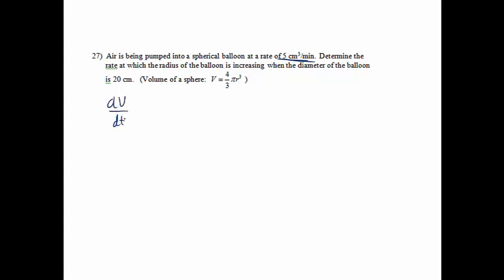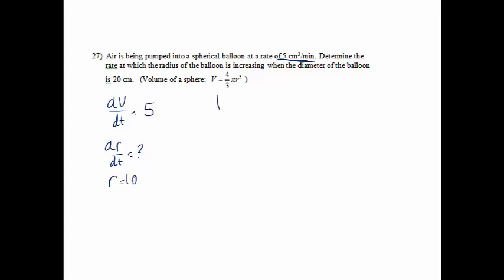So dv dt will equal 5, and it will be positive because we're putting air into the balloon, so that's getting bigger. And then determine the rate at which the radius is increasing. So they're asking for how fast is the radius changing, so we want dr dt. And then they did tell us that the diameter is 20. Since there's no diameter in these problems, we're going to go for radius. So if they tell us that the diameter is 20, the radius would be 10.